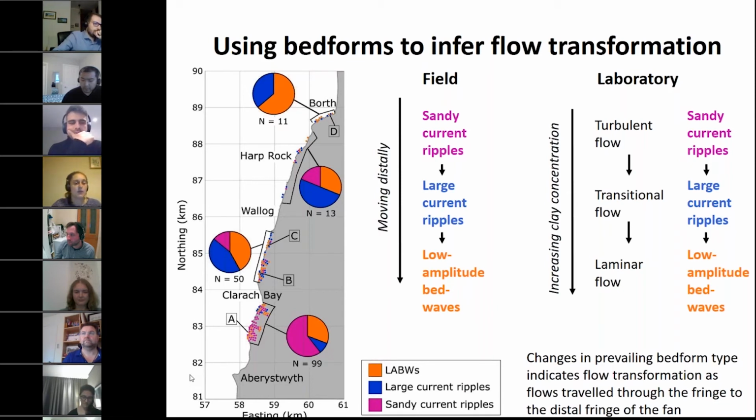And we can see that as we move distally, the dominant bed form type changes from sandy current ripples to large current ripples to low amplitude bed waves. In the lab, as we increased our clay concentration, we changed our flow behavior from turbulent to transitional to more laminar, and this produced different bed forms. It produced sandy current ripples to large current ripples to low amplitude bed waves. So what we can say is the changes in prevailing bedform type we see through our field area indicates flow transformation to more turbulence modulated transitional flows as the flows travel through the fringe to the distal fringe of the fan.